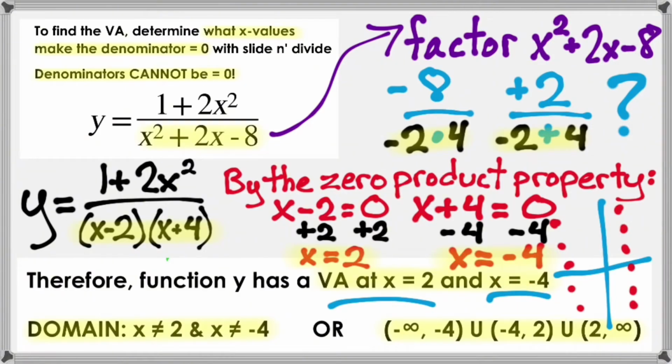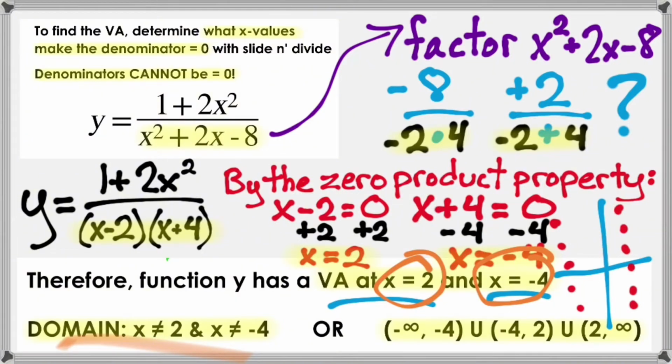One of them would be at x equals 2, and the other one would be x equals negative 4. What you're going to notice at the bottom of the screen is the furthering idea that you will eventually have to incorporate to this type of problem, and that would be finding the domain. The domain is, of course, all of the x values that you are allowed or not allowed to use in your function.